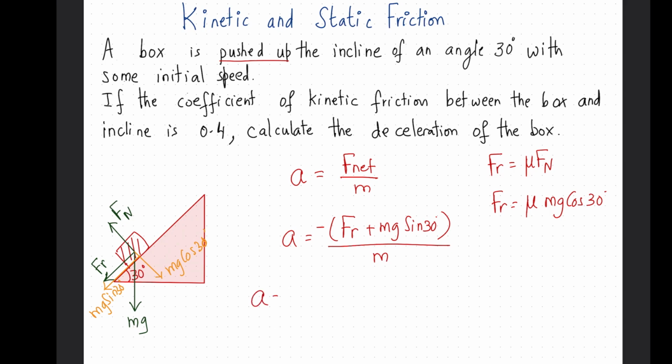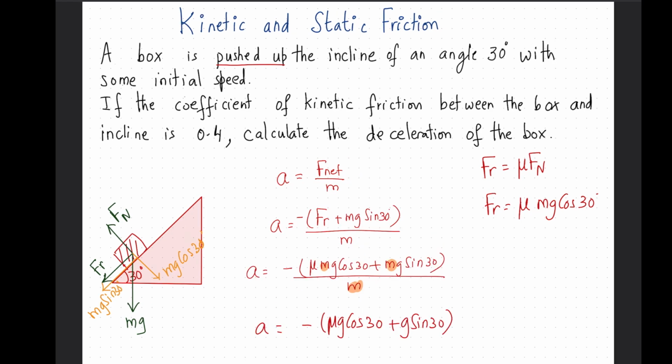So let's bring that into the equation. So minus mu mg cosine 30. All the values are given to us. Mu is given as 0.4, so it is 0.4 times 9.8 cosine 30 plus 9.8 sine 30, and we can calculate this. So 0.4 times 9.8 times cosine 30, and then we have to add 9.8 times sine 30. That gives us the value as 8.29, so negative 8.29 meters per second squared.